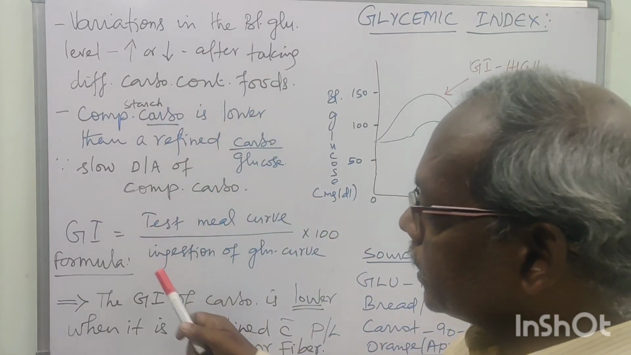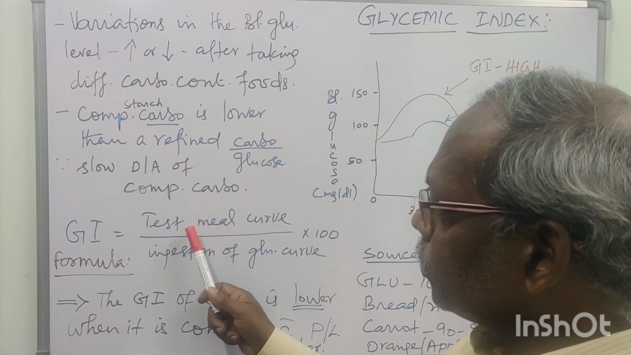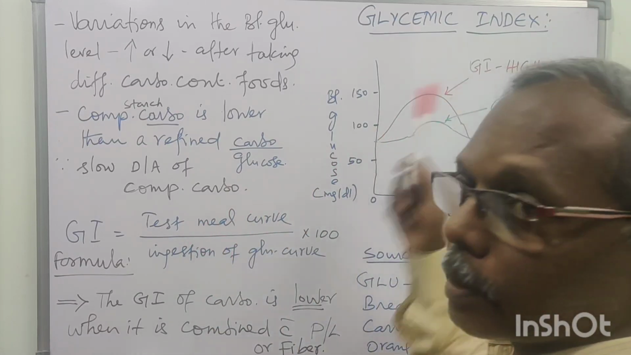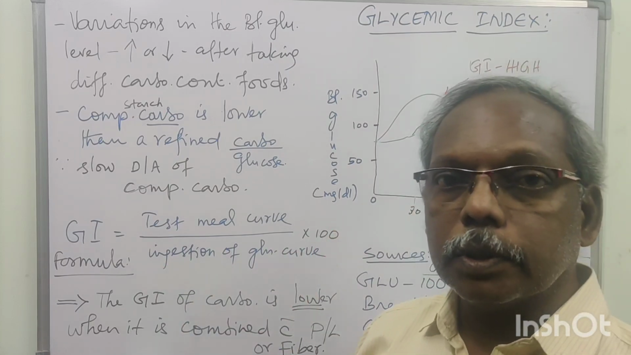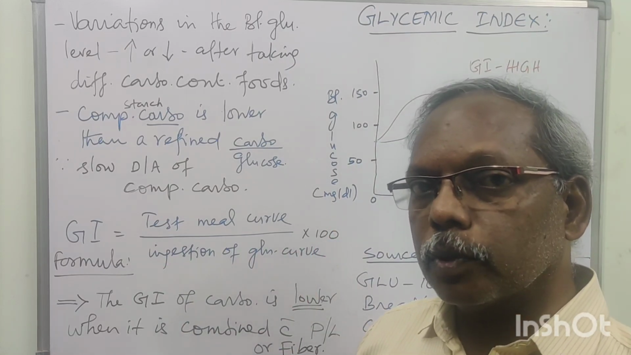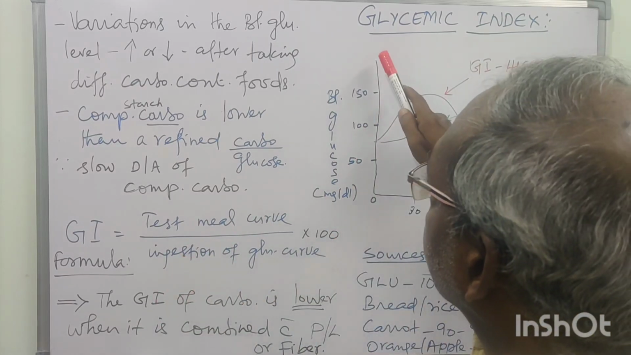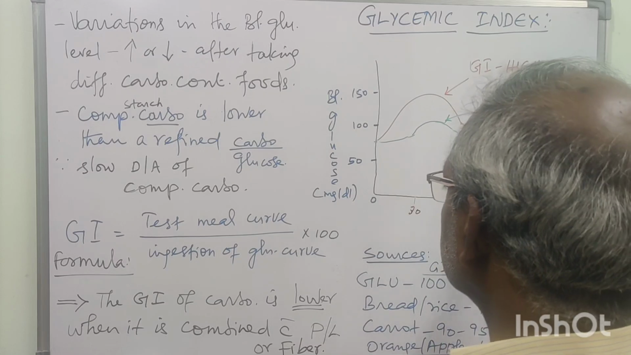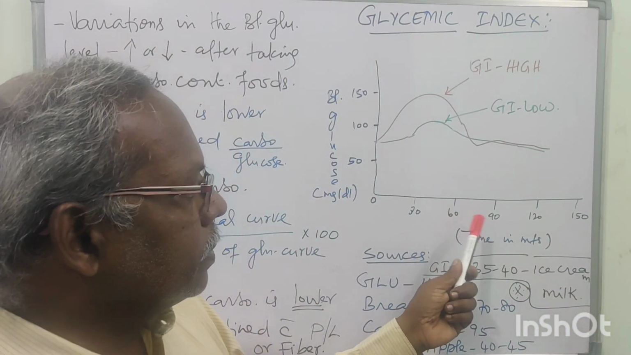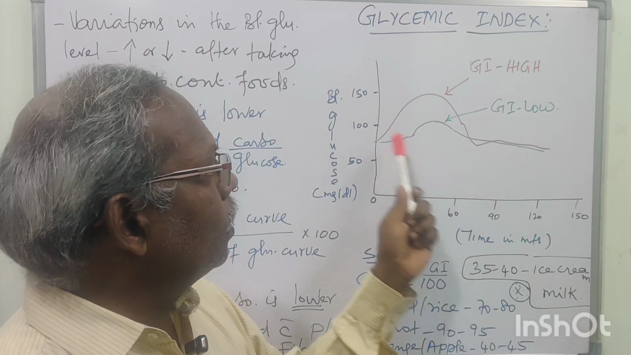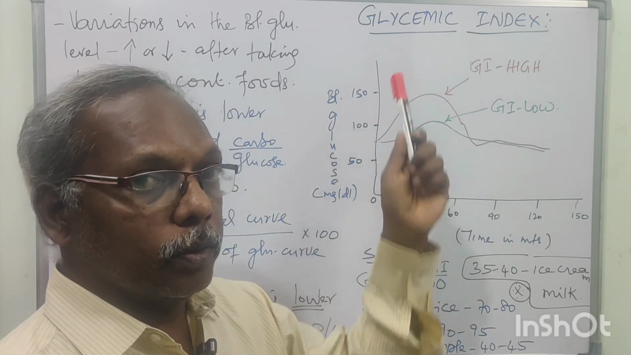With this they designed one formula: glycemic index is equal to the test meal curve divided by the curve after ingestion of glucose, for example 100 gram starch versus 100 gram glucose, multiplied by 100, so it is a percentage. They draw one graph: on the x-axis time in minutes, 30, 60, 90, 120, and on the y-axis blood glucose level in milligram per deciliter, 50, 100, 150.